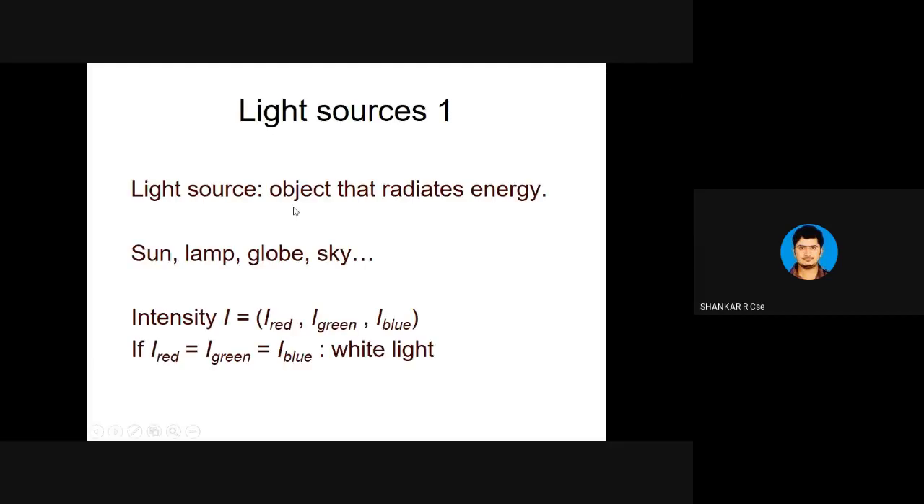Light source, to put it in textbook words, is an object that radiates energy: sun, lamp, globe, sky, tube light, torchlight, or whatever. And of course, every light source has some intensity, and that intensity can be measured in terms of RGB, red, green, blue. If you give equal proportions of red, green, blue, you'll definitely get white light. And if you don't give these, you'll get black light. That means you will not see any color at all.